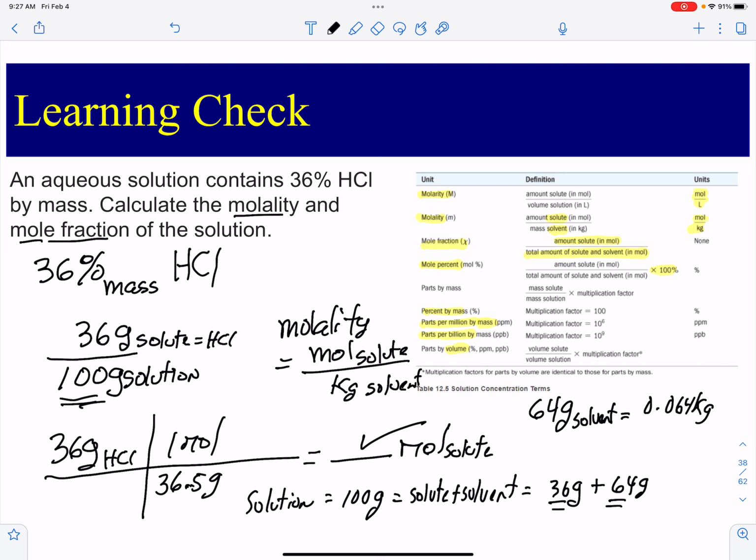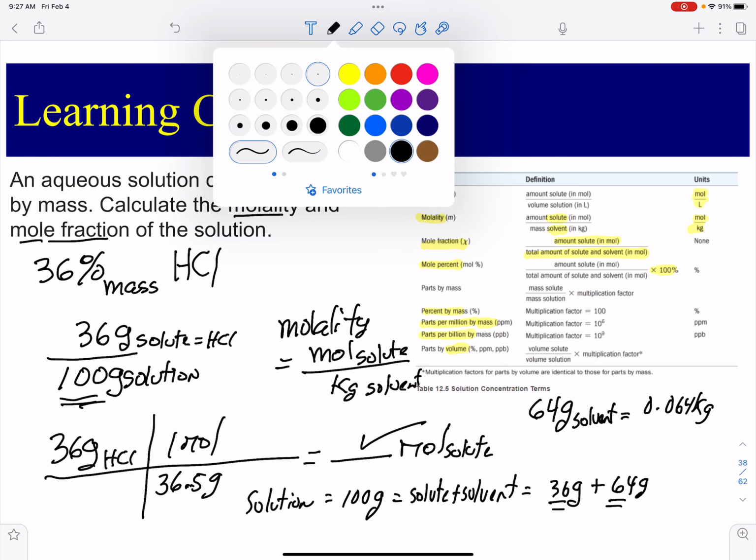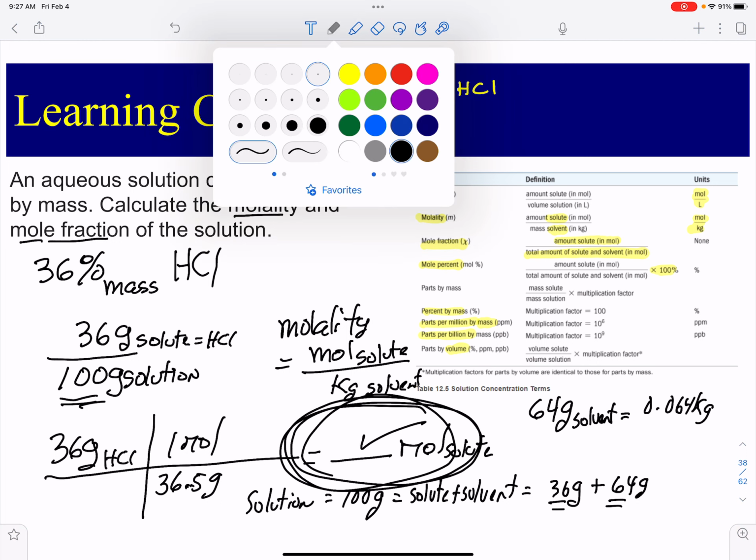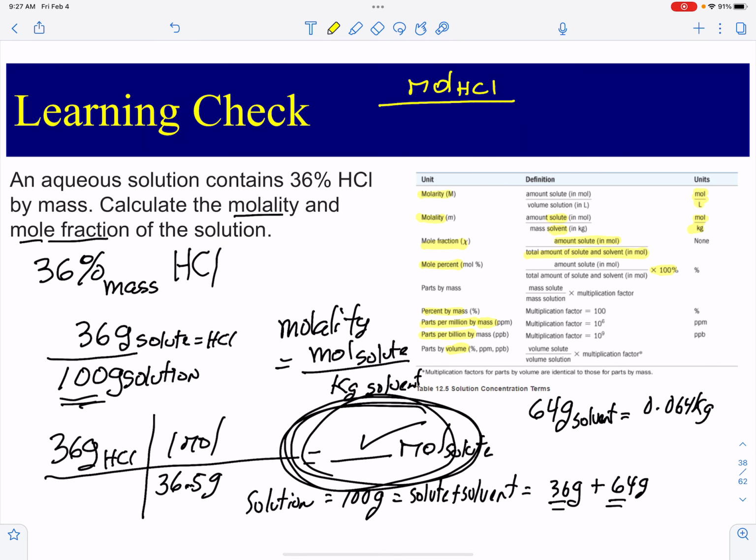So how do I then find my molality? Well, my molality is going to be the moles of HCl that I found there, divided by 0.064 kilograms of water. And that will give me my molality.